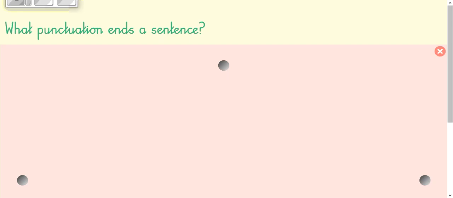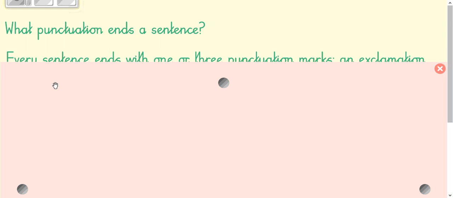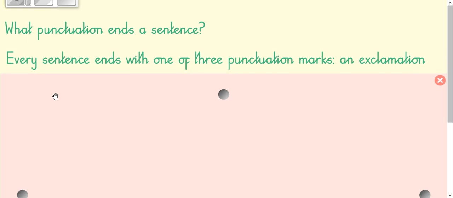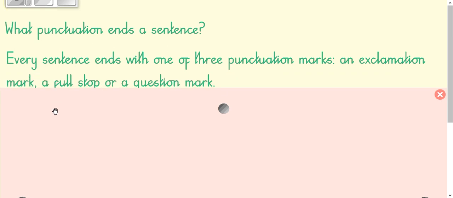So, what punctuation ends a sentence? Every sentence ends with one of 3 punctuation marks. This could be an exclamation mark, a full stop, or a question mark.